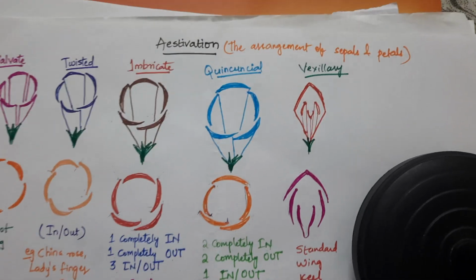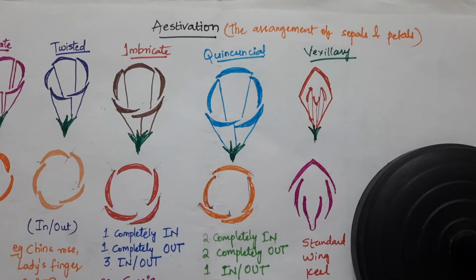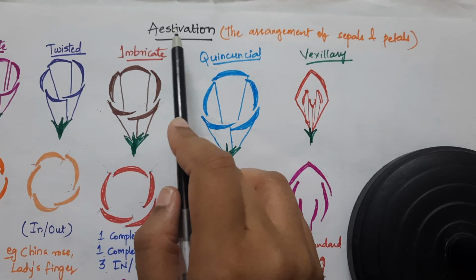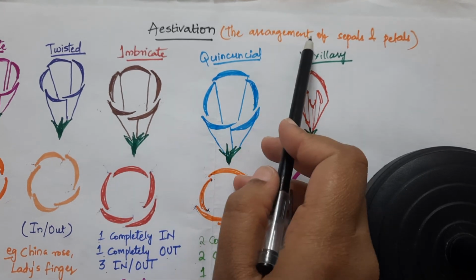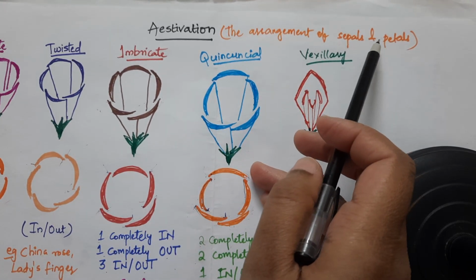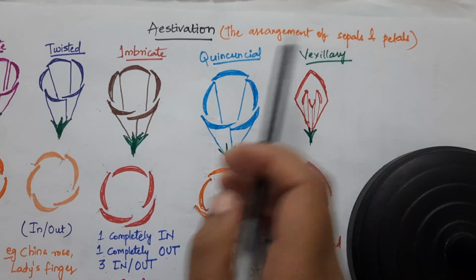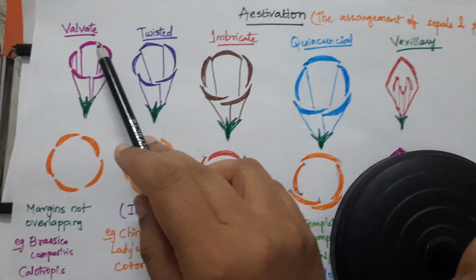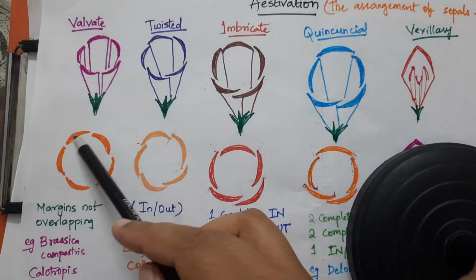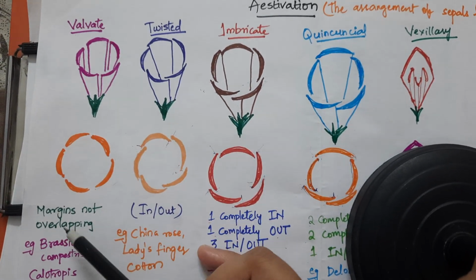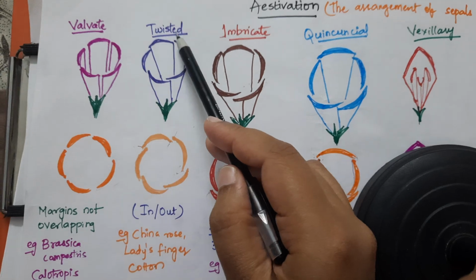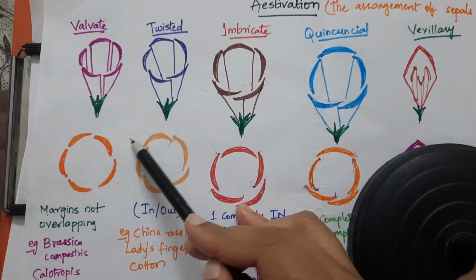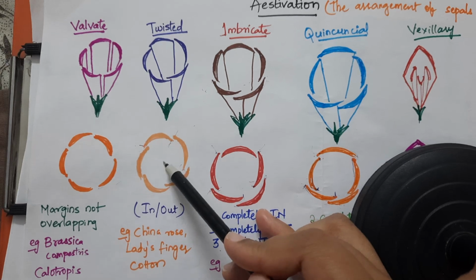So this is the complete details of the estivation. What is estivation? It is nothing but the arrangement of sepals and petals in the flower in bud condition. In valvate, they lie close together but there is no overlapping. In twisted, an in-and-out condition is seen: one margin is towards the outer side, another is on the inner side.